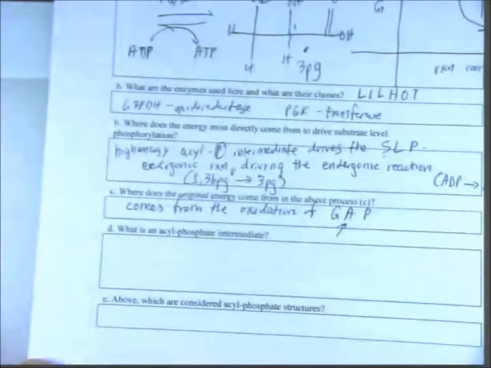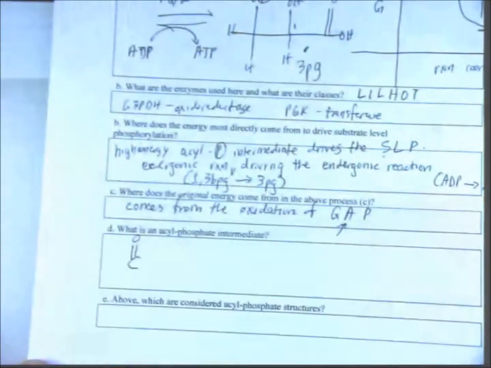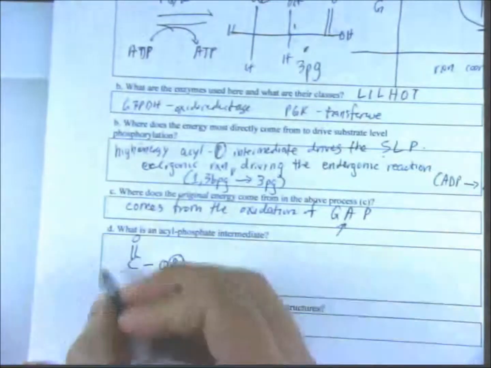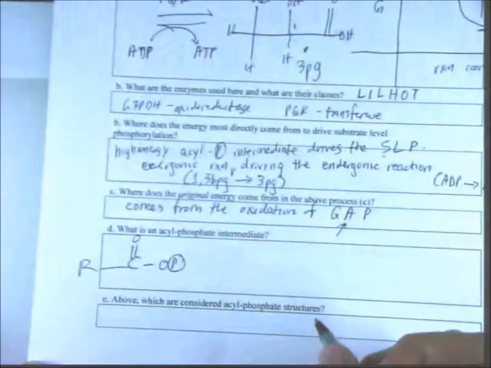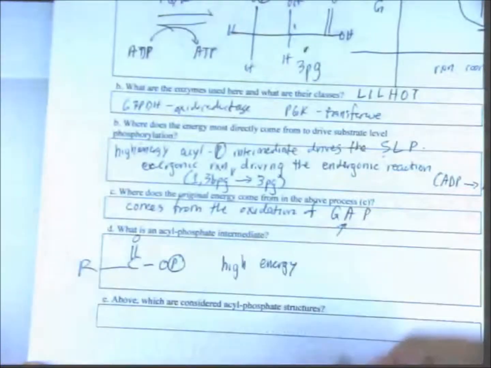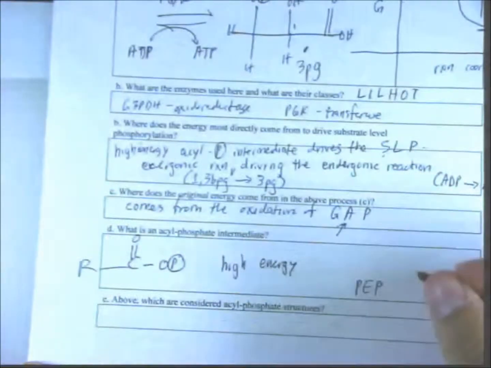Glyceraldehyde 3-phosphate. What is the acyl phosphate intermediate? What's an acyl phosphate? What's an acyl? It's like a carbonyl group, right? Okay, an acyl phosphate is this. So anything that looks like this. Now, why is this important? It's high energy, right? High energy. Now, let me draw something else. PEP, phosphoenolpyruvate.